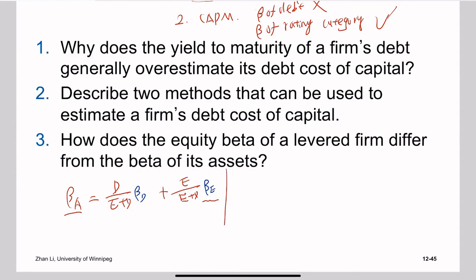Or you could use this nice picture here, right? This is asset. This is liability, or this is debt. This is equity. So beta of equity refers to beta of this guy here. Beta of asset refers to this guy here. Well, obviously they are different, right? Okay, that's great. Now let's move on to the next chapter.